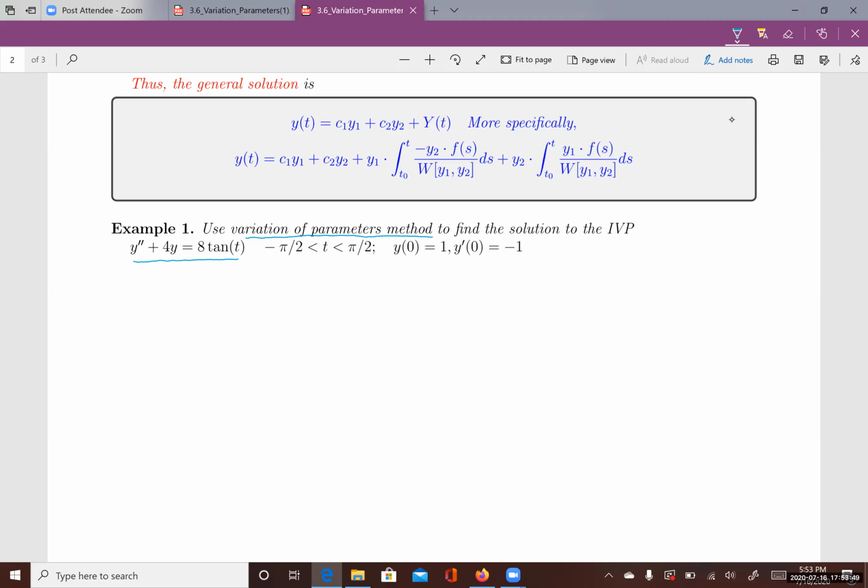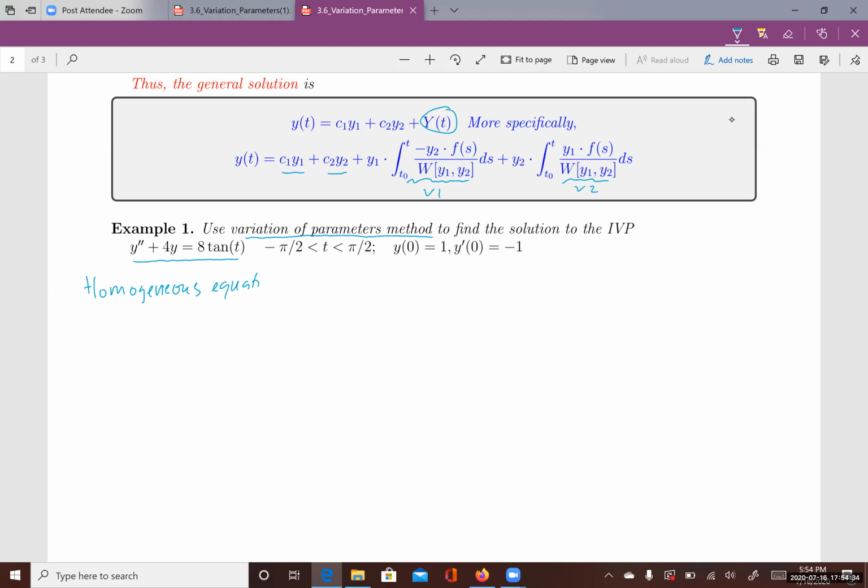Keep in mind that we can use this method by first finding the solution to the homogeneous equation, and second, finding v1 and v2, which are part of the specific solution to the differential equation, big Y of t. So we call this v1 and this v2, and you take v1 multiplied by y1 plus v2 multiplied by y2 to get big Y of t.